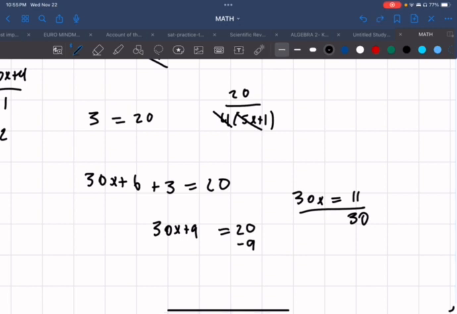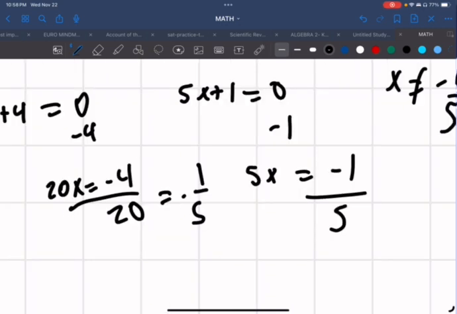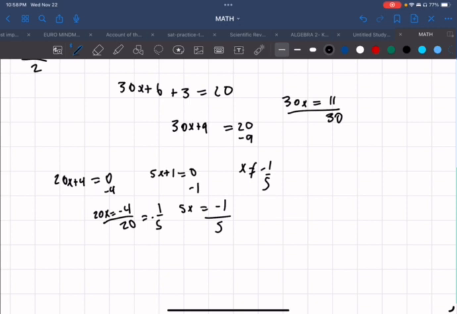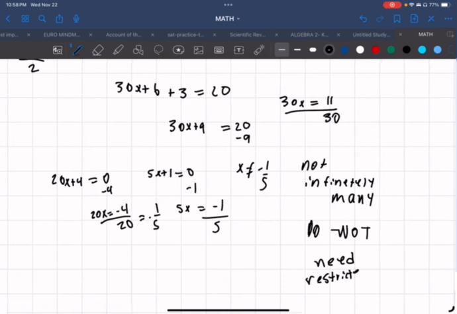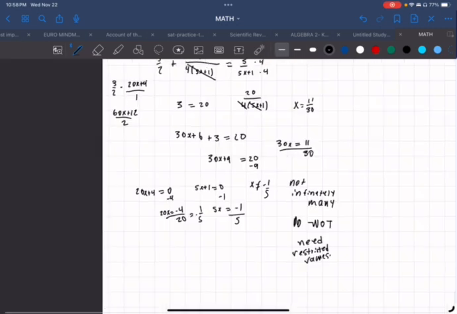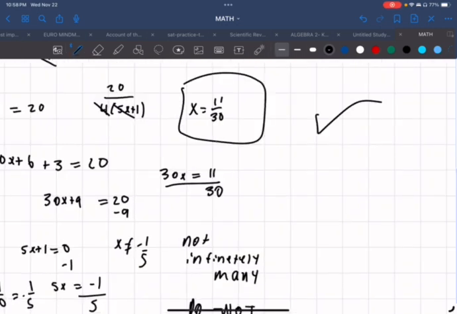Alright, so x is 11 over 3. I was just asking if there are infinitely many solutions, give the restrictions on x. Since there are not infinitely many, we do not need restricted values. Okay, and the answer is right.